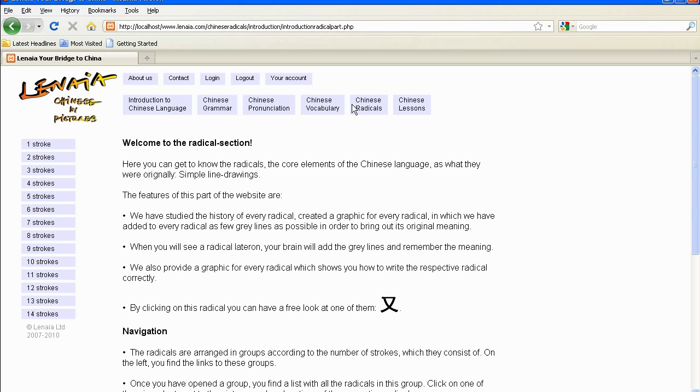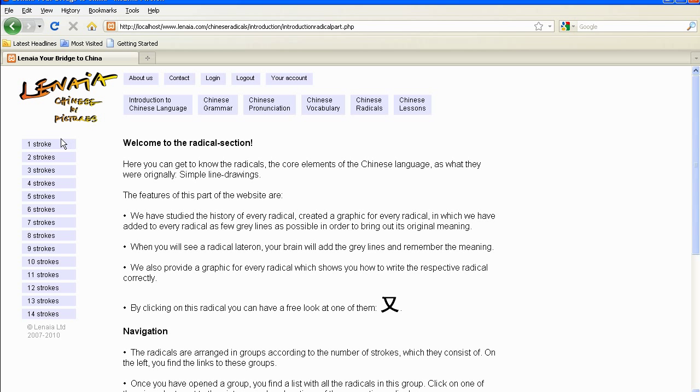Let's start with the radical book. The radicals are the core elements of the Chinese written language. Every Chinese character is a combination of one or a few radicals. Each of these radicals has a meaning. Now let me demonstrate to you how easy it is to get to know their meaning.